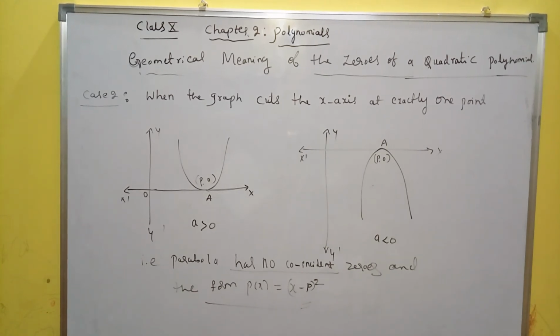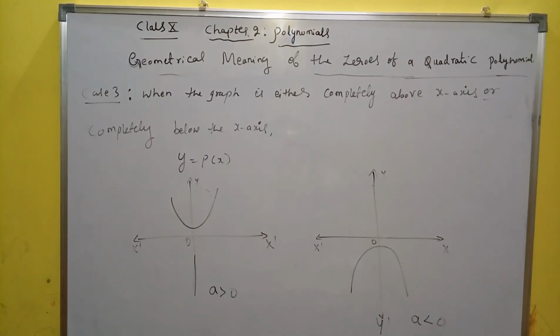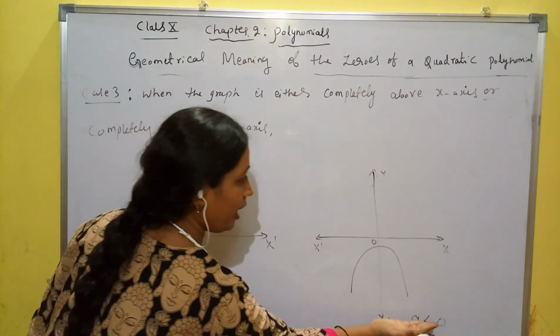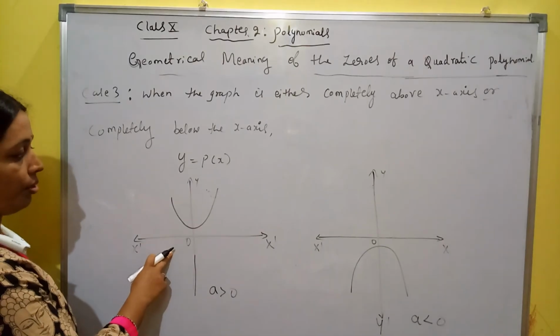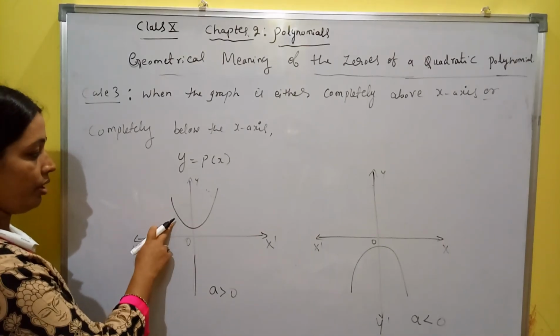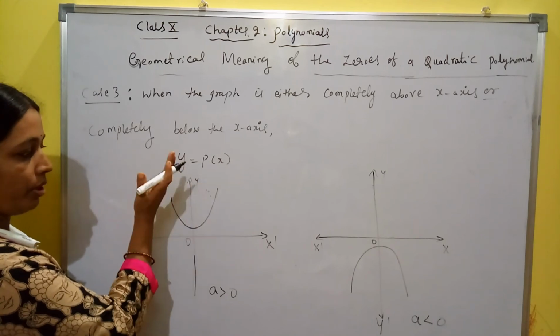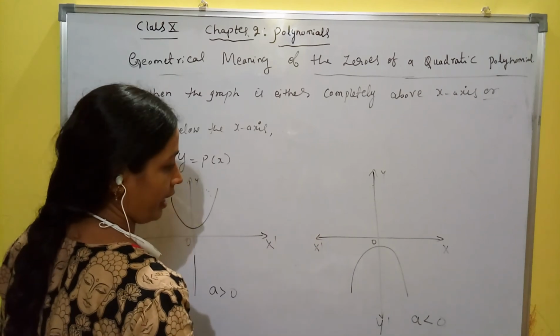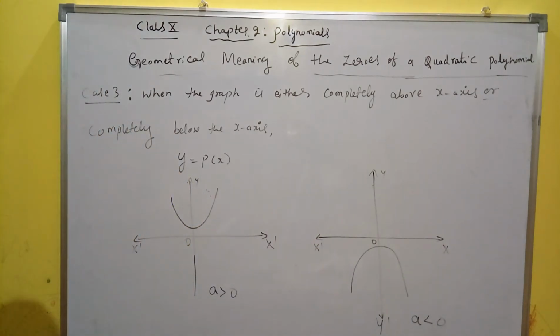Next we discuss the geometrical meaning of the zeros of a quadratic polynomial in the third case. This is when the graph is either completely above the x-axis or completely below the x-axis. You can observe this through the diagram. Here the parabola is completely above the x-axis, because a is greater than 0. Here it is completely below the x-axis, because a is less than 0.